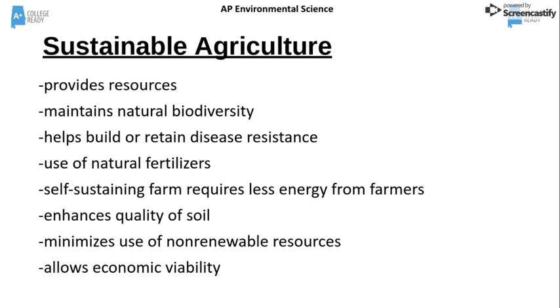Sustainable agricultural practices are used to provide resources, maintain natural biodiversity, help build or retain disease resistance, encourage use of natural fertilizers, allow farmers to have self-sustaining farms that are less dependent on energy and non-renewable resources, enhance soil quality, and allow economic viability for the farmers.